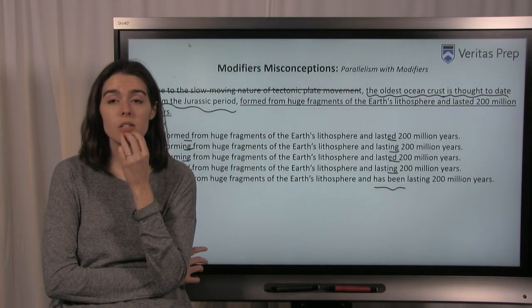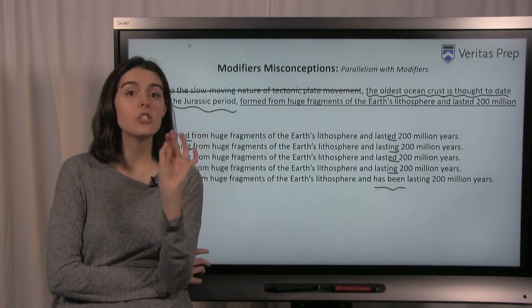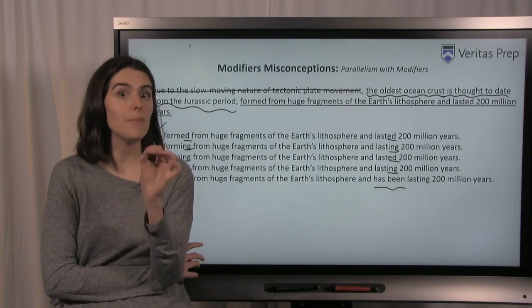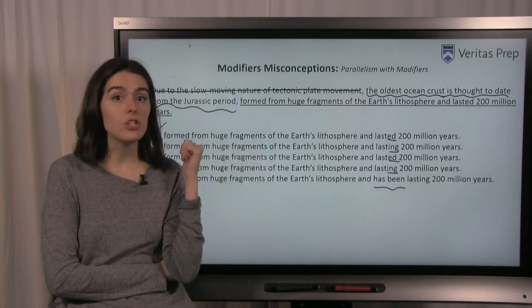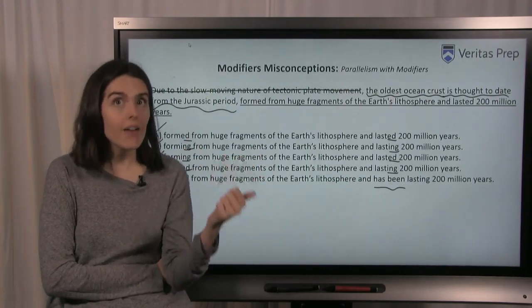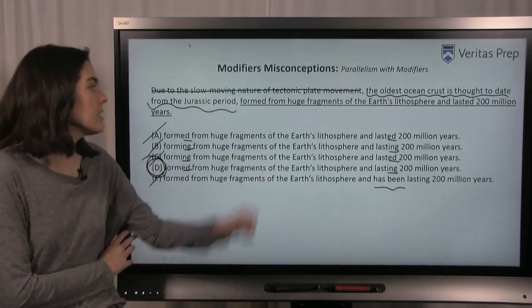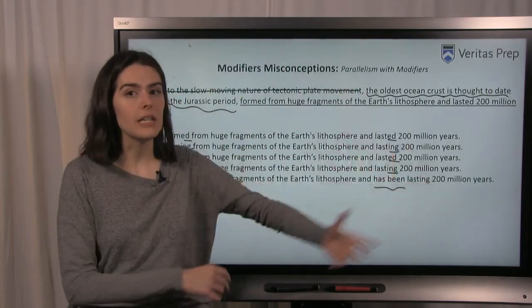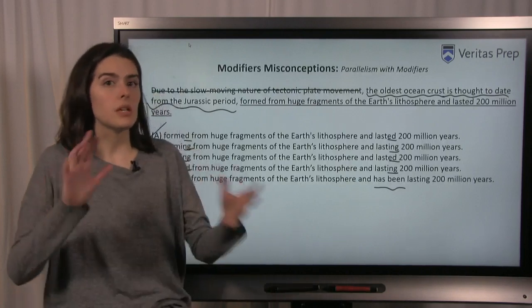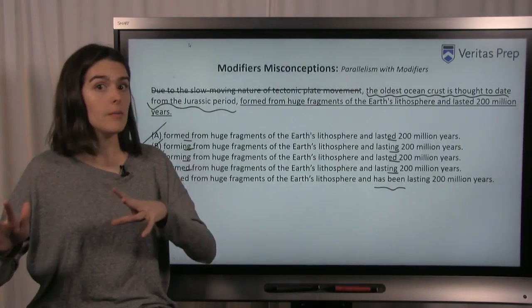Are different relative clauses also parallel? Grammatically, yes, just check for logic to make sure it makes sense, because it might not make sense. Same with ings and eds, you still have to check for logic. So here it makes sense that the crust would be formed and that the crust would be lasting, right? Those both make sense, but sometimes an ed would not make sense.